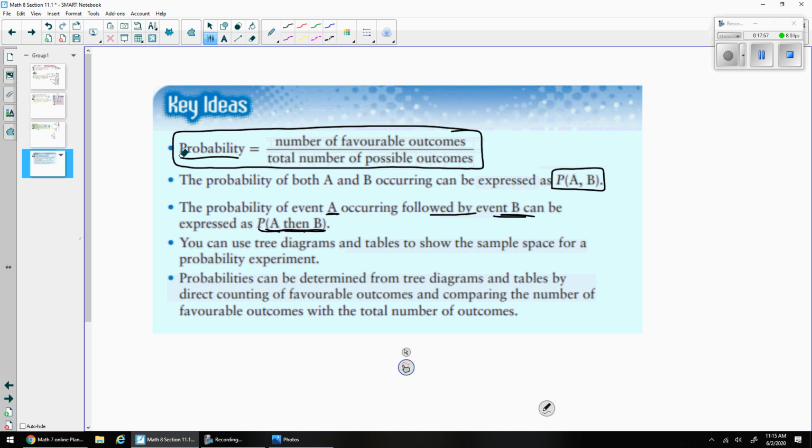And you can use a tree diagram, which we showed, and tables, which are very useful to show the sample space. And then using that sample space from the tree diagram and tables, you can find the probabilities by counting the favorable outcomes, dividing by the total number of outcomes. Okay, and that's that probability.